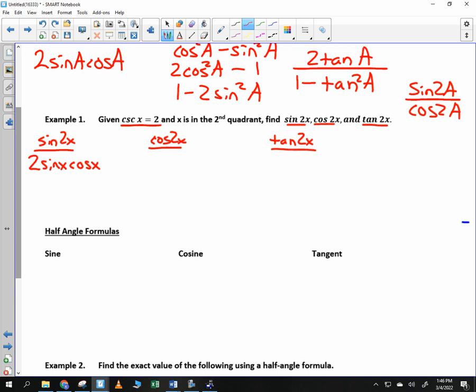So if cosecant is 2, then what else do I know? Sine is 1/2. Everybody remember that? So therefore, I have 2 times sine of x. X isn't 1/2. Sine of x, the whole thing, is 1/2. So at this point, I'm like, good, I don't have to call home. They actually put 1/2 in for sine.